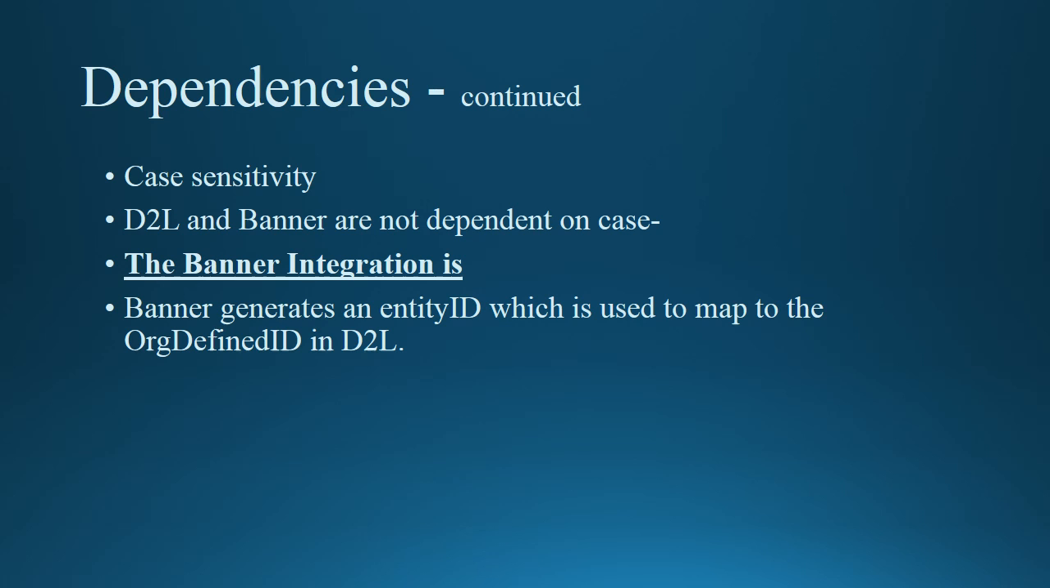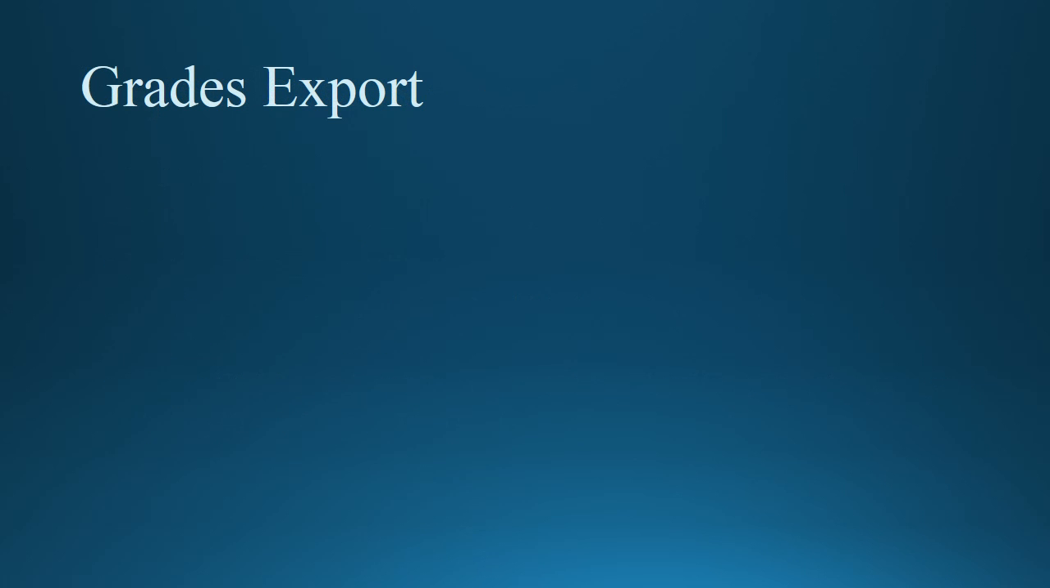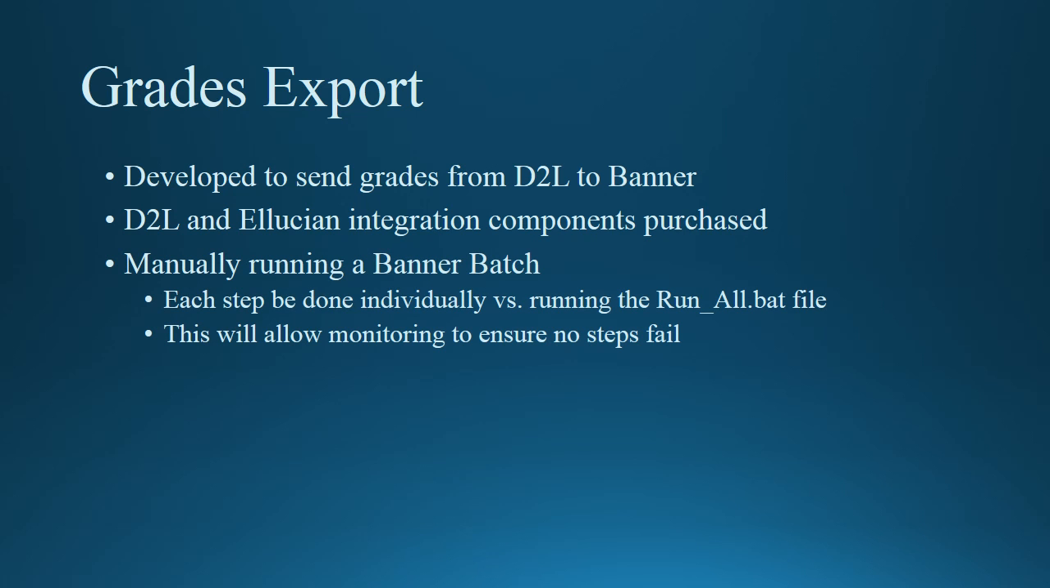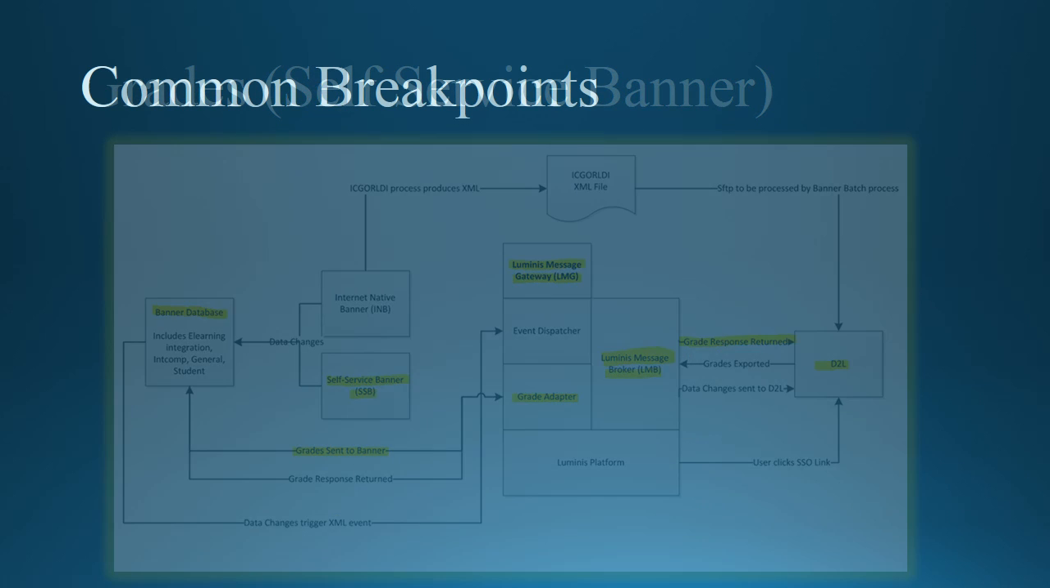Banner generates an entity ID, which is used to map the org-defined ID in D2L, and in the entity identifiers DB table, which maps the IDs. The grades export is an important part of the final process, where the grades are sent back from D2L into the Banner system. D2L and Ellucian integration components must both be purchased. It is advisable to manually run the batch process to correct any errors. When grades are exported, they are sent through the Luminous message broker, through the grades adapter and over to the database. Then an acknowledgement is sent back.